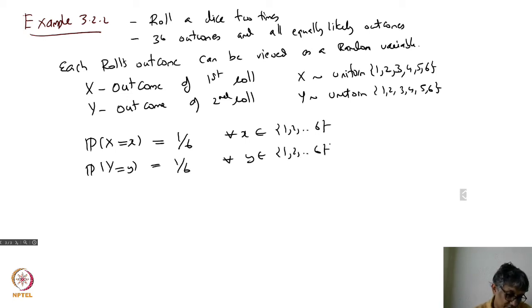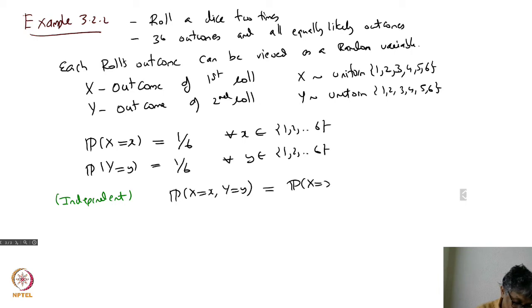And more crucially, we also know that they are independent, because we did this calculation before: the chance that X equals x and Y equals y, that is, the outcome of the first roll was x and the outcome of the second roll was y, we already showed a long time back is the same as the probability X equals x times the probability Y equals y. This is true for all x in the range of X and all y in the range of Y.